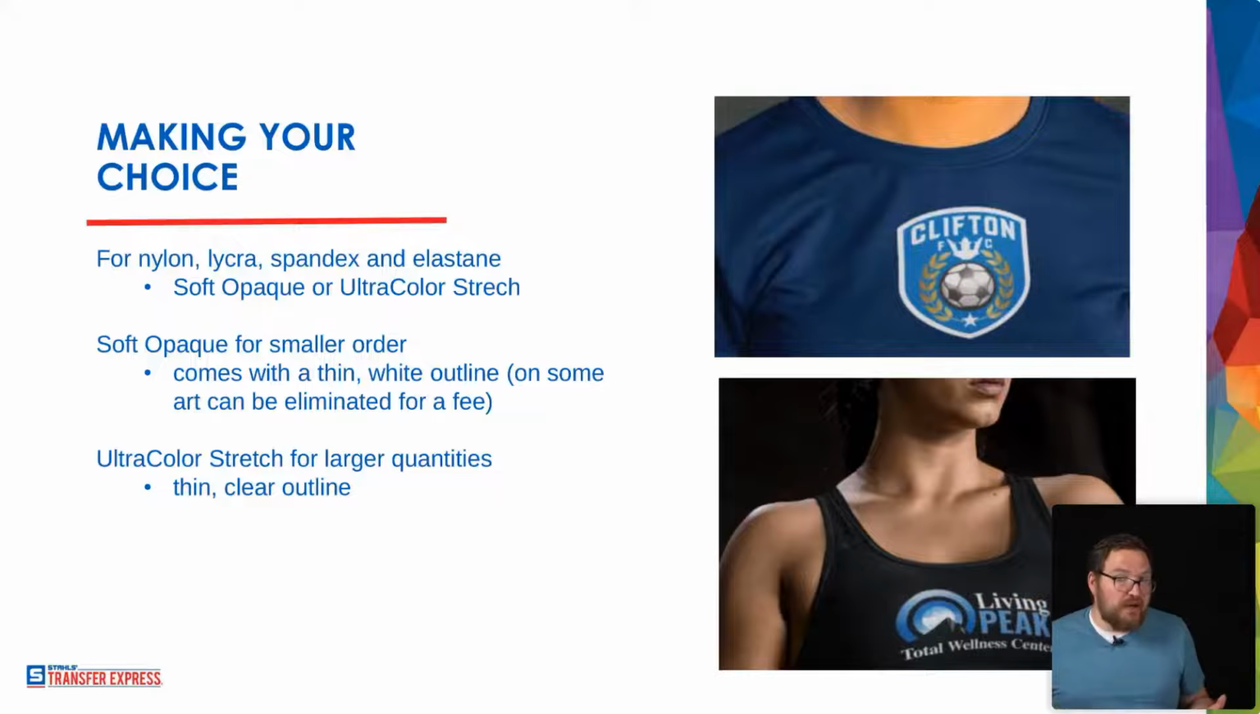So like Ultracolor Stretch, the minimum quantity on Ultracolor Stretch is 6 full sheets. So you have to order that. With the soft opaque, there's just a $25 minimum. So you're able to get those super low quantities.